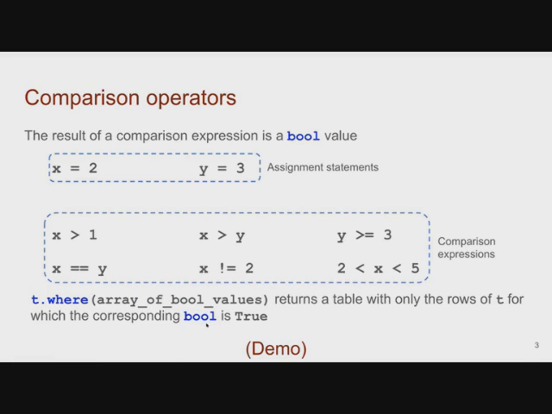And so what that R predicate was doing was just generating an array of trues and falses, which then got passed into where, and that is where the selection of the rows was done. And we'll see this in the demo from here.